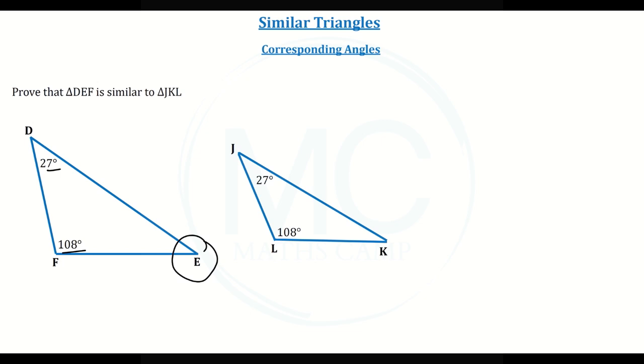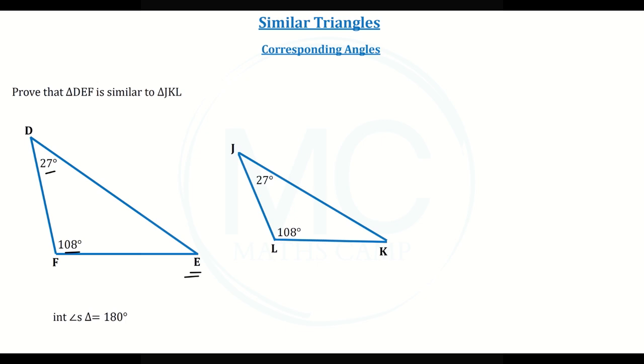We know from our work with triangles that the sum of the interior angles of a triangle is 180 degrees. So let's make a note of this down here. This means that 27 degrees plus 108 degrees plus our unknown angle E will give us a total of 180 degrees. And we can use this information to find the size of the unknown angle.